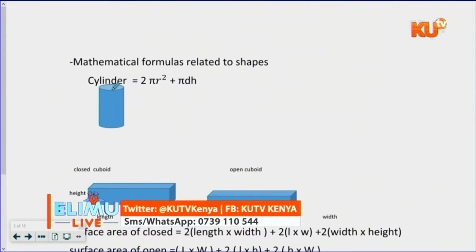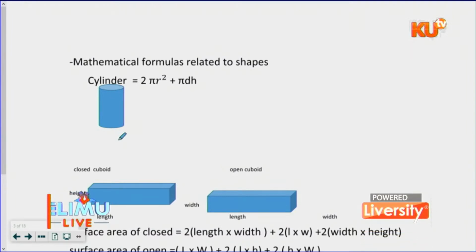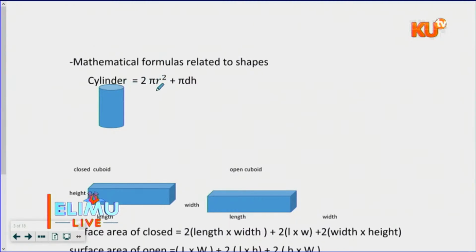So we have top and bottom. They are identical. They are the same. These two shapes are the same, so this one will give us the formula for the area of those two parts. Remember, for one of the parts we say pi r squared.